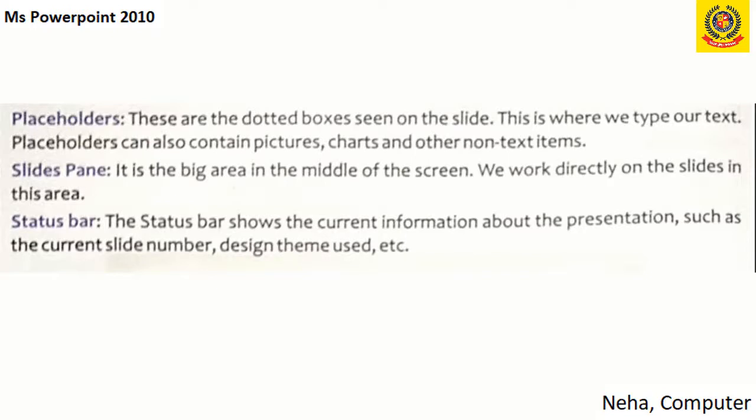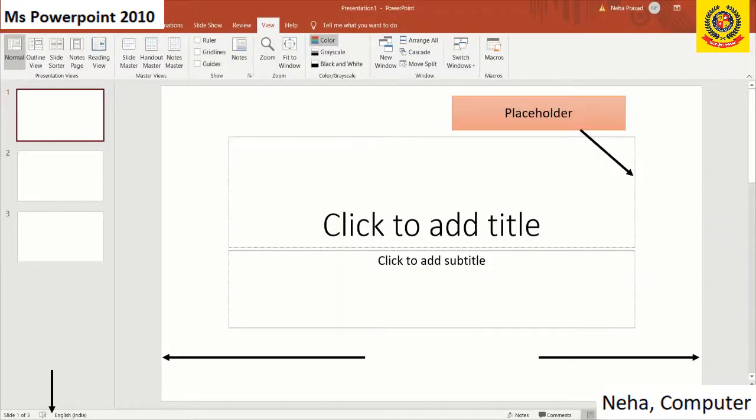Now let's see in the picture that there is a placeholder, that means the dotted box seen inside the slide. Here we can type the text, we can add pictures, charts, graphs, tables. So in this we can make our slide.